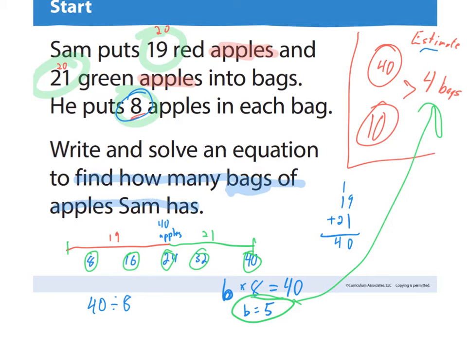I get there's a lot of writing on here. There's a lot of thinking. I could have drawn this out. I could have put out 40 dots, and I could have tried to circle them into groups of 8. That would have also worked, right? And that's not a bad method.